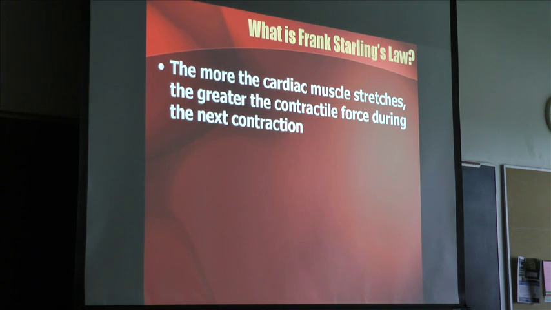So if there is a lot of blood in the ventricle, it stretches the ventricle more. And then when the ventricle contracts, it contracts more forcefully. So a lot of stretch, more forceful contraction. Little stretch, less of a force when it contracts.